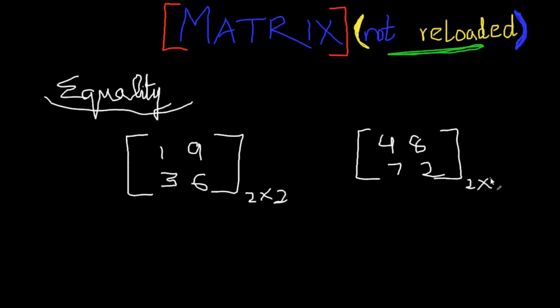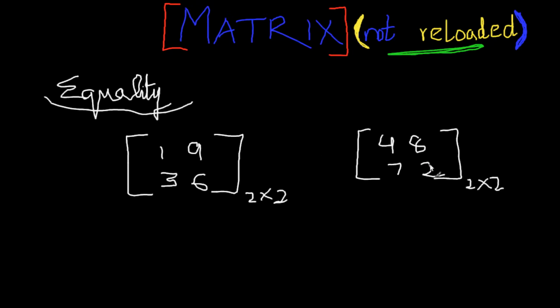Now guys, its order again is 2 by 2, as I told you just now, and these two matrices, although they have just 4 elements and look alike, their elements are not the same. I know that this matrix has 4 elements, which are 1, 9, 3, and 6, and this matrix has elements 4, 8, 7, 2. None of them are matching, but this does not mean that the corresponding elements are equal, guys. So what I'm trying to say here is that 1 does not correspond to 4, 9 does not correspond to 8, 3 does not correspond to 7, and 6 does not correspond to 2.